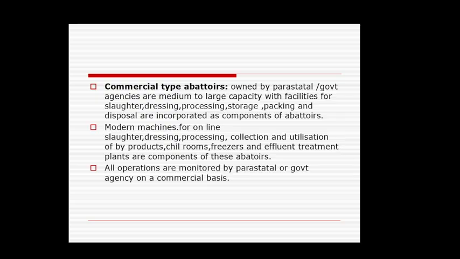Commercial type abattoirs owned by parastatal government agencies are medium to large capacity, with facilities for slaughter, dressing, processing, storage, packing, and disposal incorporated as components of abattoirs. Modern machines for online slaughter, dressing, processing, collection, and utilization of byproducts, chill rooms, freezers, and effluent treatment plants are components of these abattoirs.